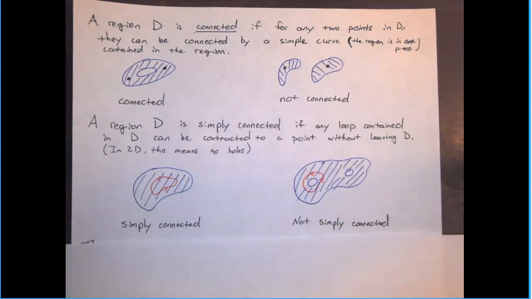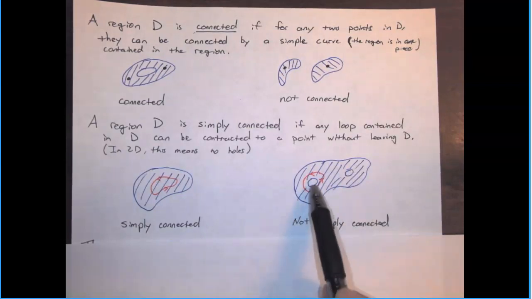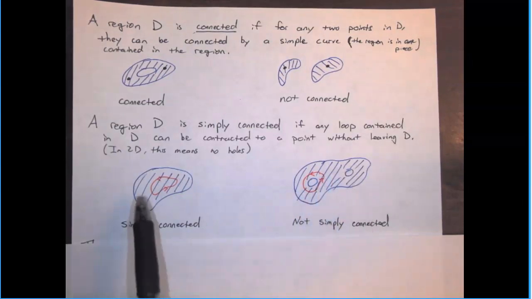In 2 dimensions, simply connected means there are no holes, right? So that's pretty easy to see. This has holes, it can't be simply connected. This doesn't have holes, it is simply connected. In 3D, things get more complicated.